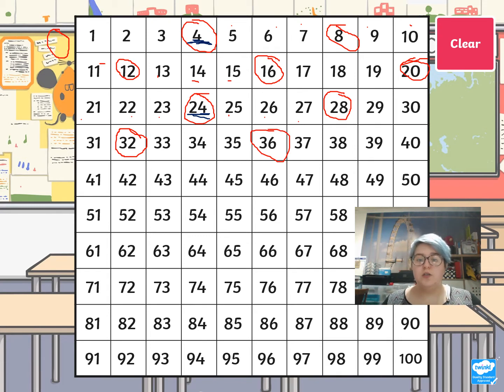So the units go from 4, 8, 2, 6, 0. 4, 8, 2, 6, 0. So our next number is 40, and that's 4 times 10. We already know that one. Then if you look up here again, I'll change my pen. We've got 4, 24. So the next one we know is going to be 44. So let's have a look. 44. There we go. Okay.